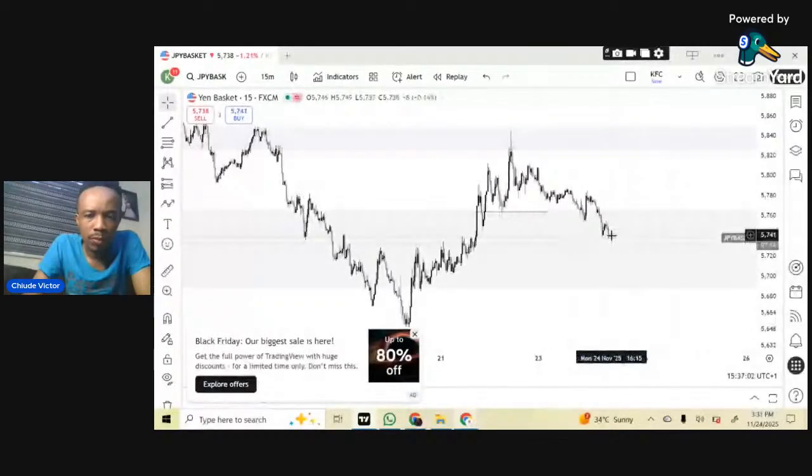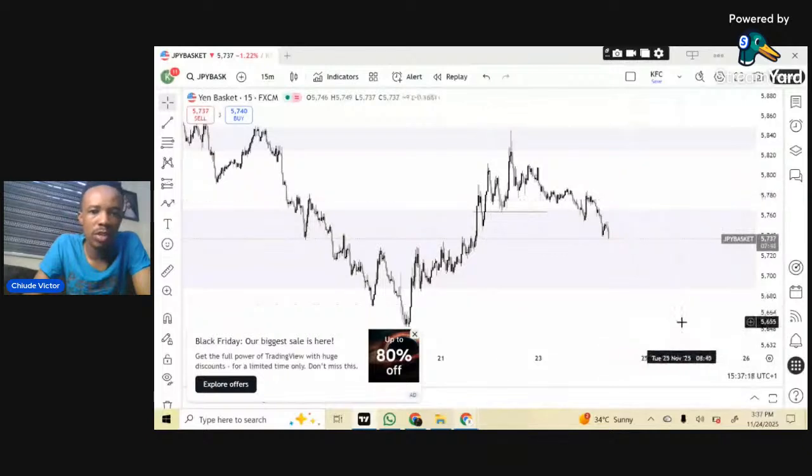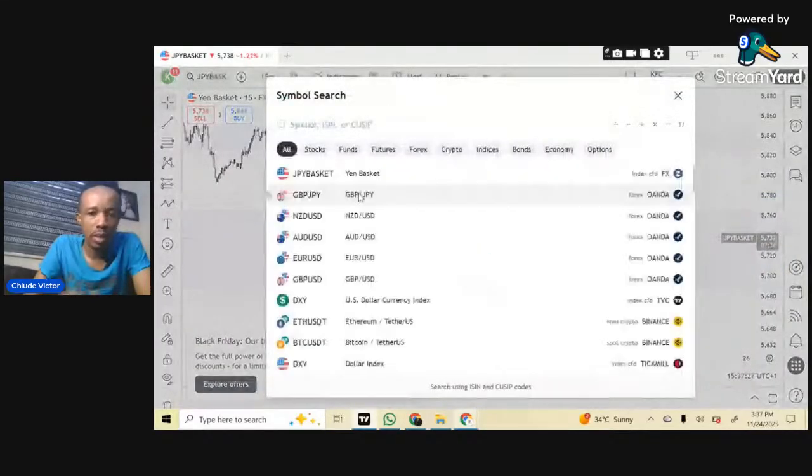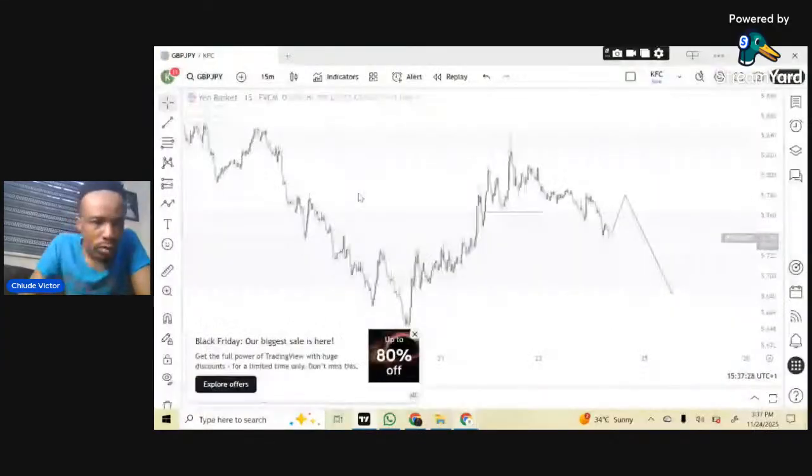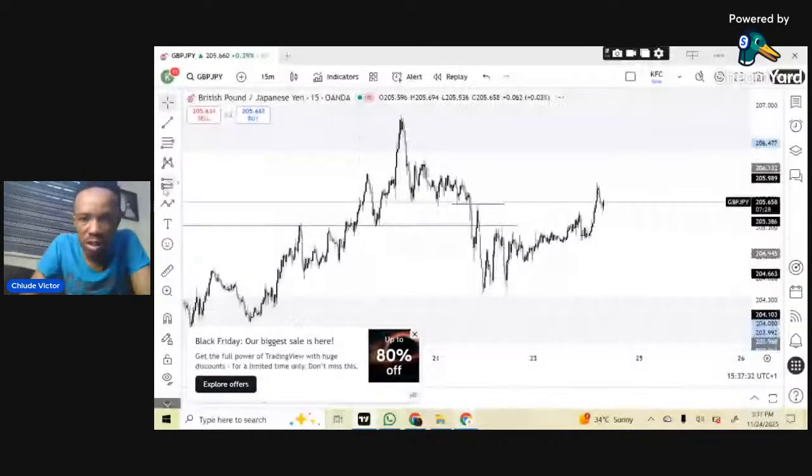Because the JPY has taken out this, I expect it to at least come here and come down. So this is what I expect from JPY. Once it does that, then I will be buying. That means it's going to bring me GJ to this point.